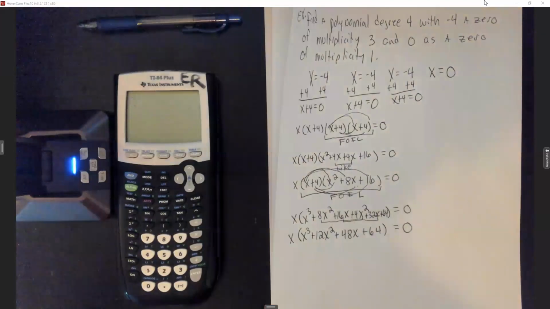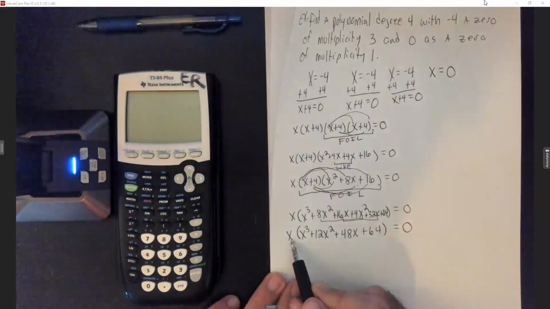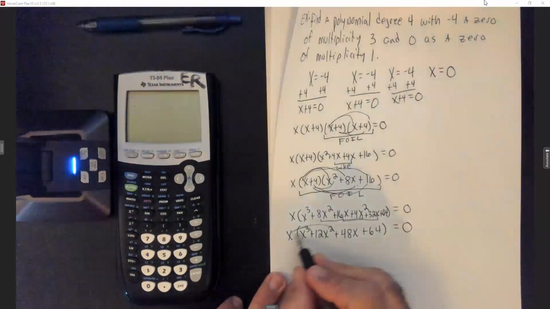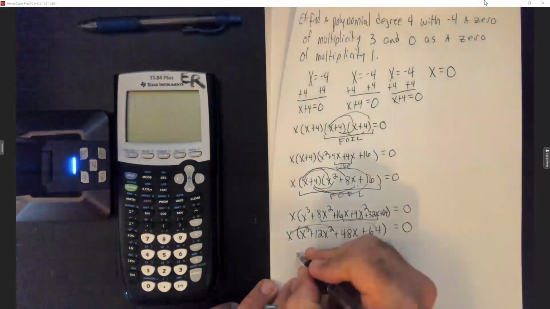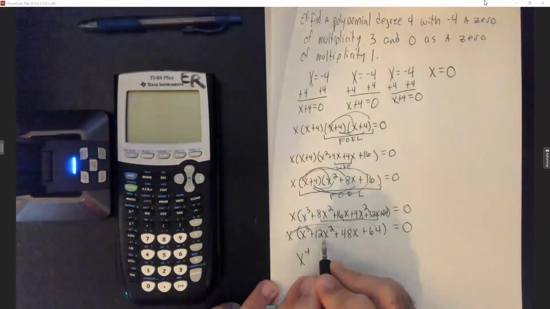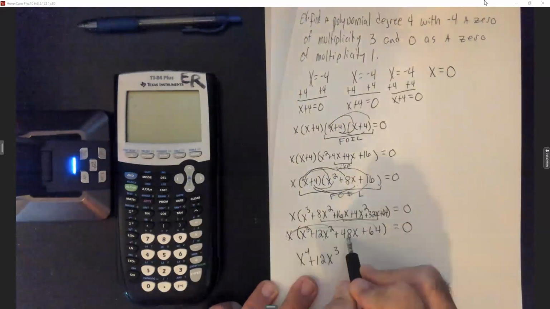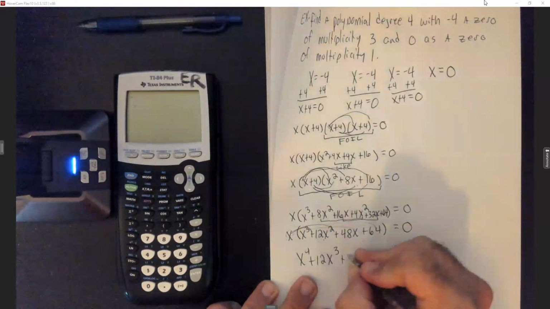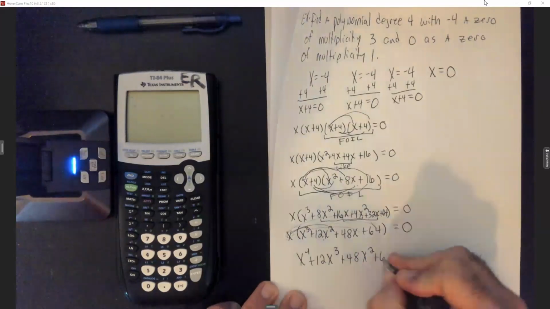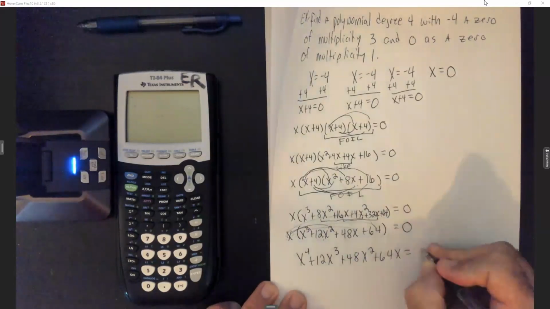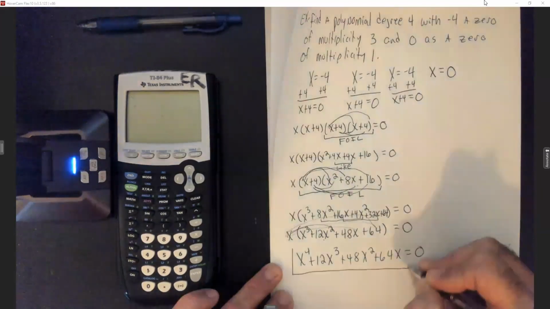All right, y'all, we'll say this. The bad part's over. Now all we got to do is take this one little x and distribute it through the parentheses. So x times x to the third is x to the fourth. X times 12x squared is a 12x to the third. X times 48x is a 48x squared. And then x times 64 is 64x, all equal to 0. And once again, MathLab wants that polynomial.